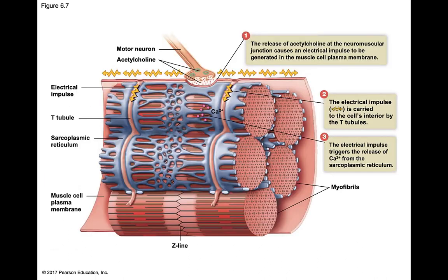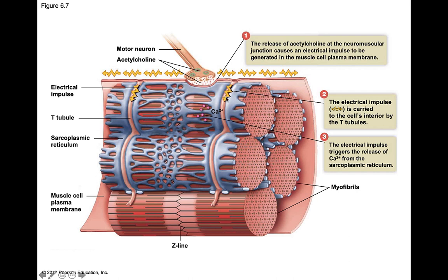Here, let's take a look. There's our motor neuron. Okay, acetylcholine is going to be released. Here, this is that neuromuscular junction. So this is a chemical synapse. We saw these previously. So this release of acetylcholine is going to result in an action potential being generated inside the muscle cell plasma membrane.